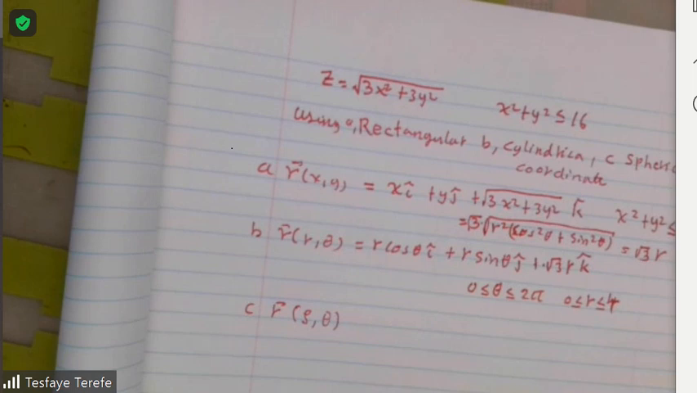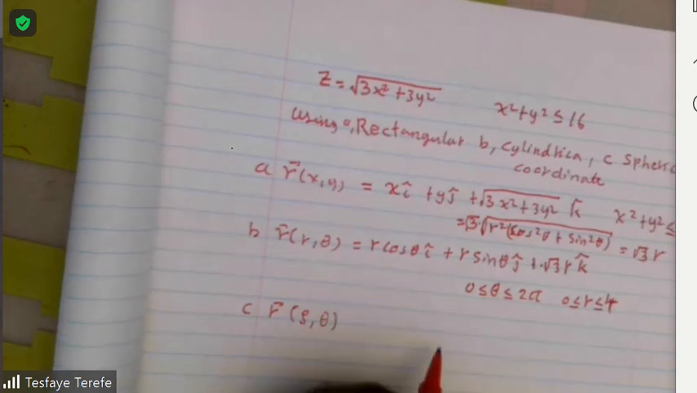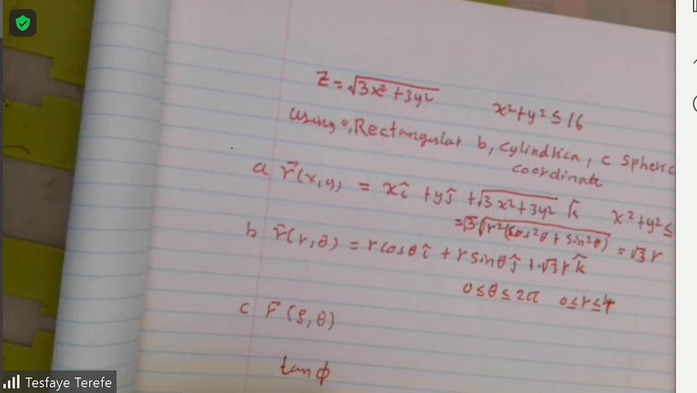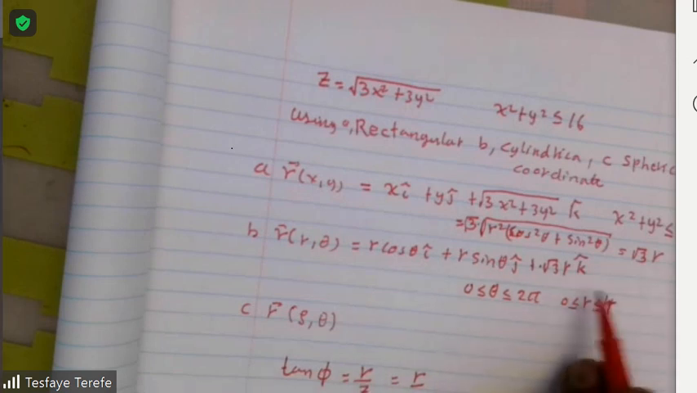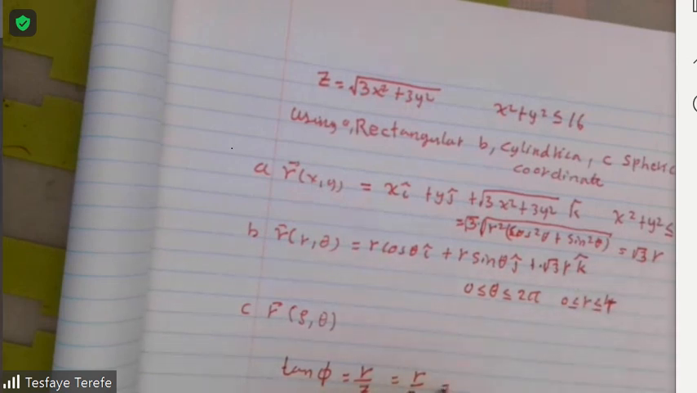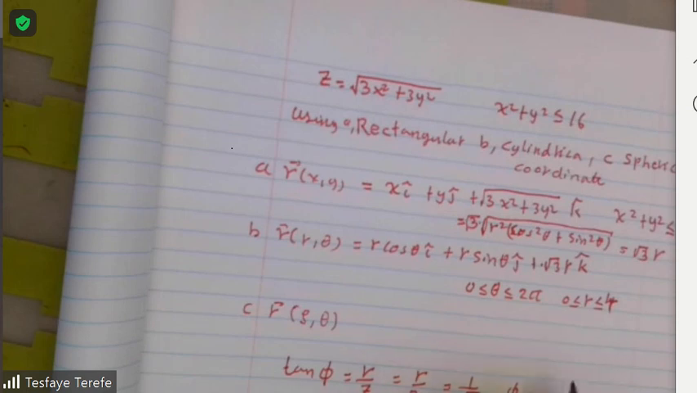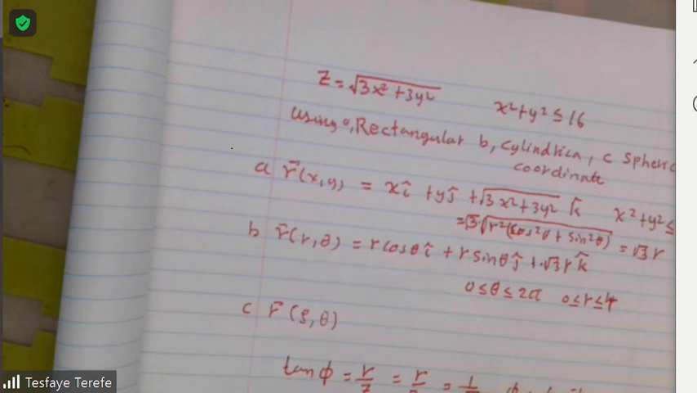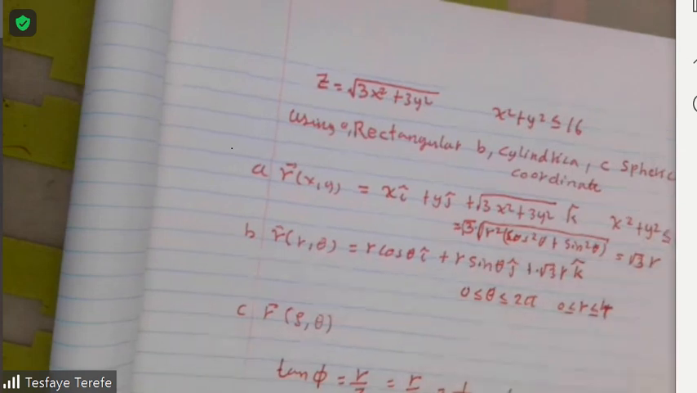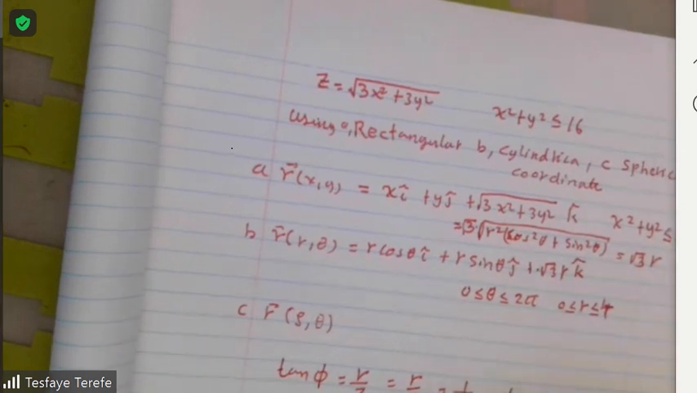And then the next one is, what we have to do is, we have to find phi. And as you know, tan phi is going to be r over z. That is the conversion we need. And that is r, and z we already have here, square root of 3 r. So 1 over square root of 3 we have. Then phi is going to be tan inverse of 1 over square root of 3, and that is pi over 6.